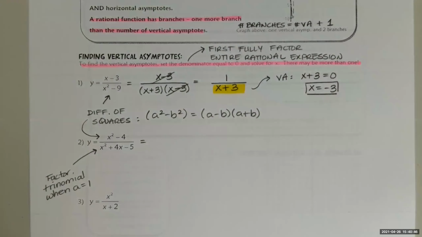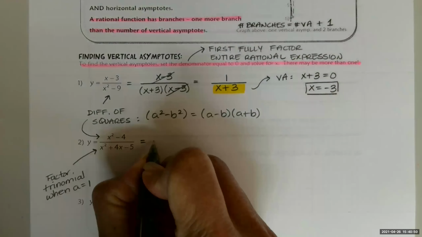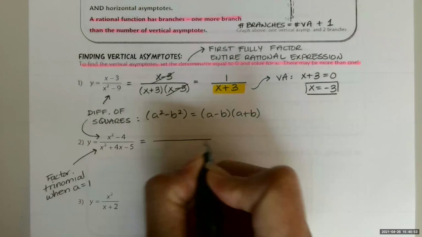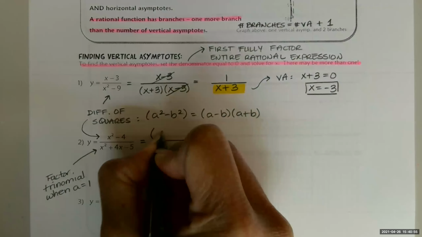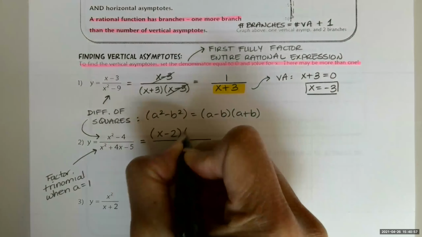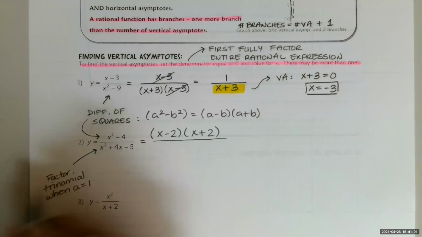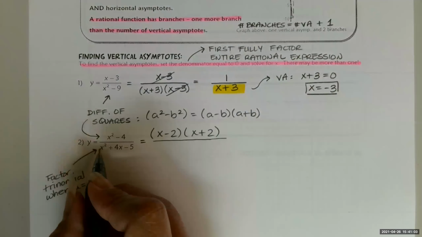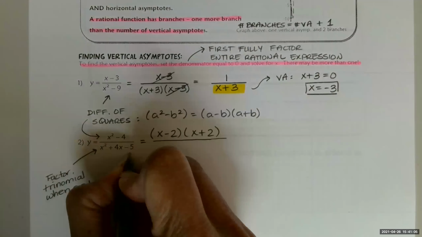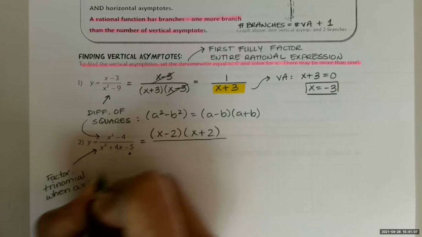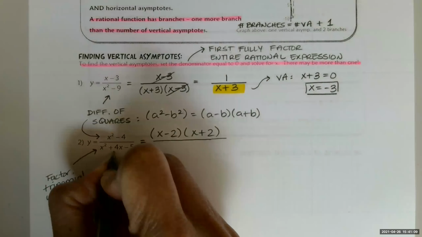Okay, so here's what you would have done. Difference of squares tells us the square root and square root, so we have x minus 2 and x plus 2. Here our a value was an invisible 1. So our questioning technique says what times what gives me a -5 that at the same time gives me the b value of a 4.